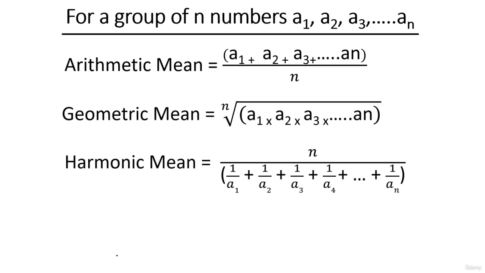Now always remember, for any positive real numbers, the AM is always greater than the GM, which is always greater than the HM. The arithmetic mean is greater than the geometric mean, which is greater than the harmonic mean. You can take values and verify. I take only 1 and 9.